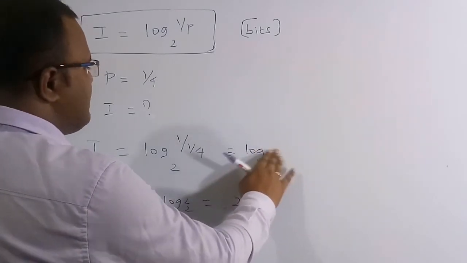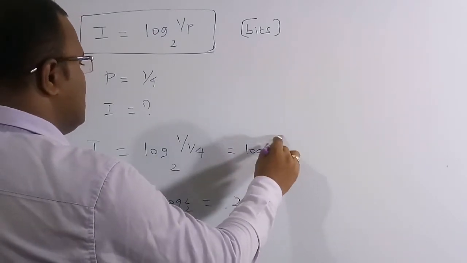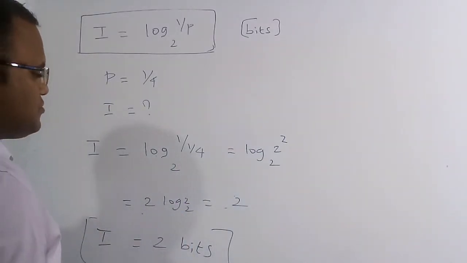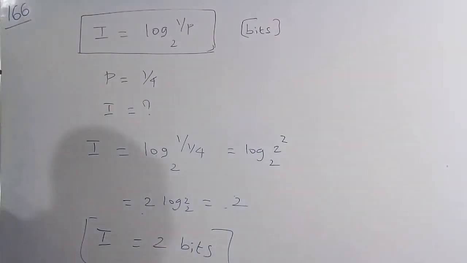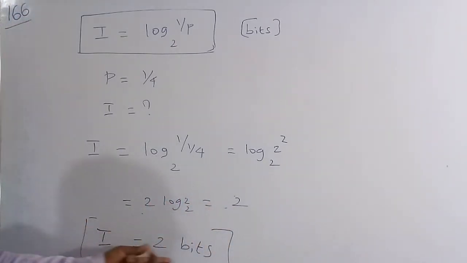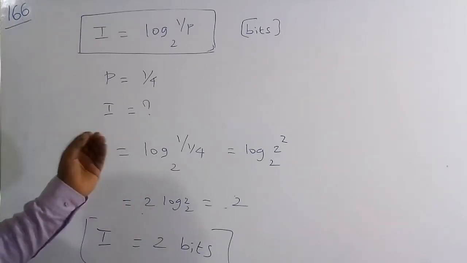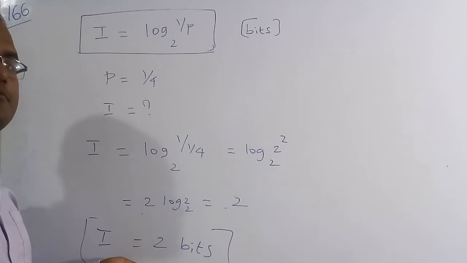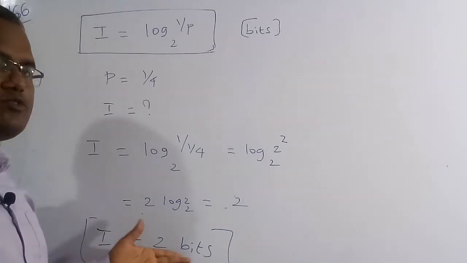So 4 we can write as 2 square. So this 2 is going to come out in front: 2 log 2 with respect to base 2. Log 2 with respect to base 2 is 1. So 2 into 1 is equal to 2. So we can say the information is equal to 2 bits. So a message signal of probability 1 by 4 we can represent with 2 bits. Therefore this is the correct solution of this question.